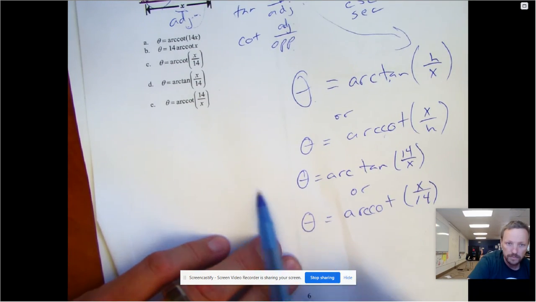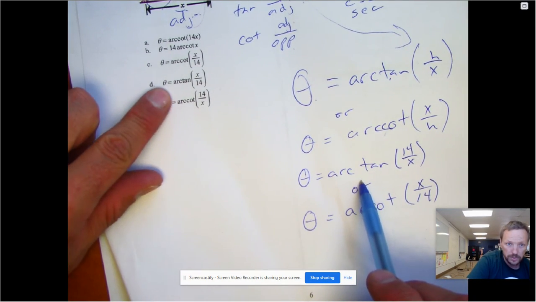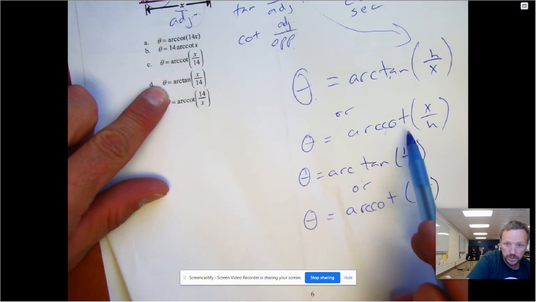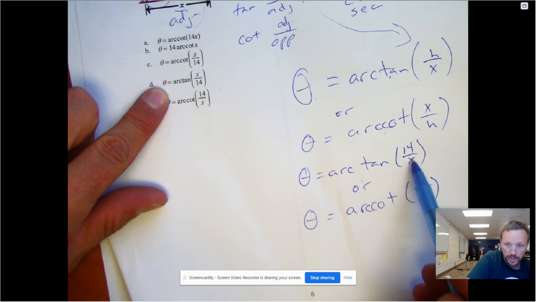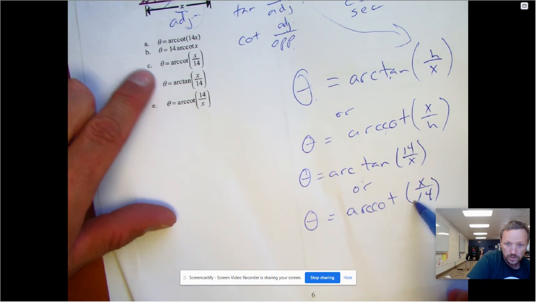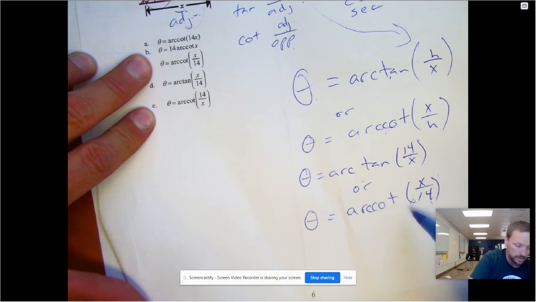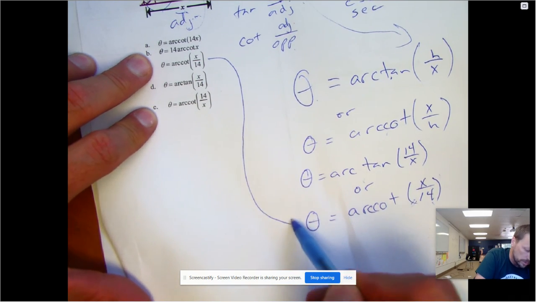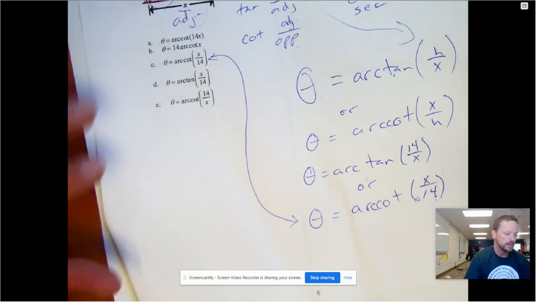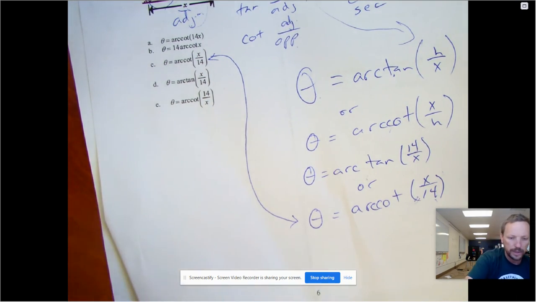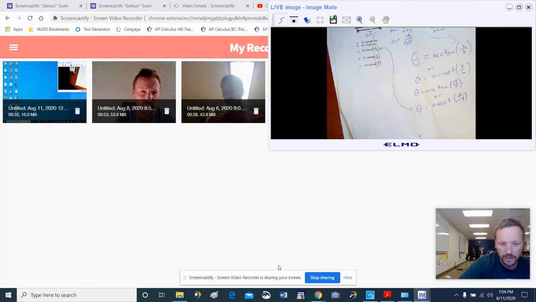We can see right there, the arc tangent says 14 over x, and the arc cotangent says x over 14. So we're going to have to go with one of these arc cotangent ones. And the order is incredibly important. So we want to make sure we're paying close attention to those things. So just be careful about that and we'll be good to go. All right, so hopefully that helps you out.